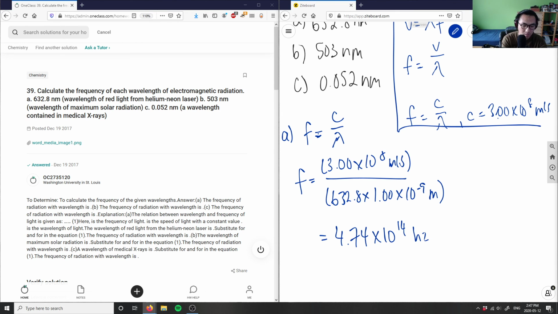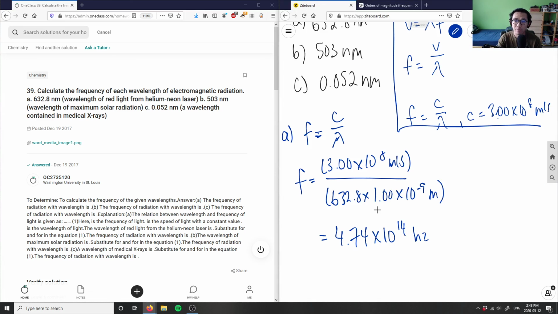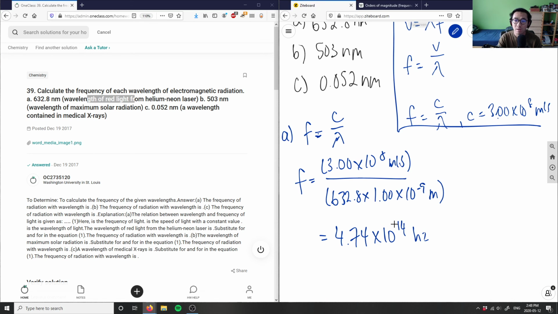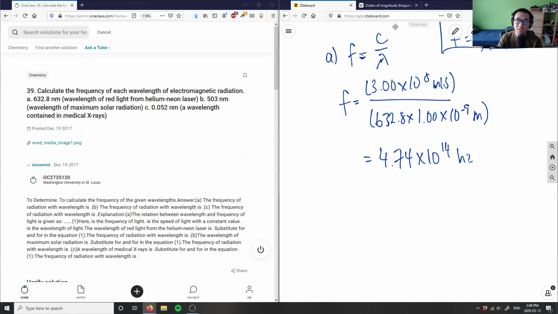Let me see. I don't think I can show you in terms of order of magnitude for frequency, but I'll take this off Wikipedia and show you here. This is just the order of frequency, and as you can see, 10 to the power of 14 is visible light from red to violet, and this is the wavelength of red light. So this is very, very close. 4.74, about 474 THz, would be 10 to the power of 14, and this is visible light. So this solution here is correct. That's just double checking with a real world example of how this would play out.